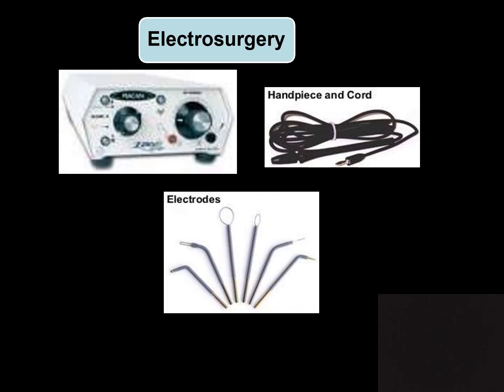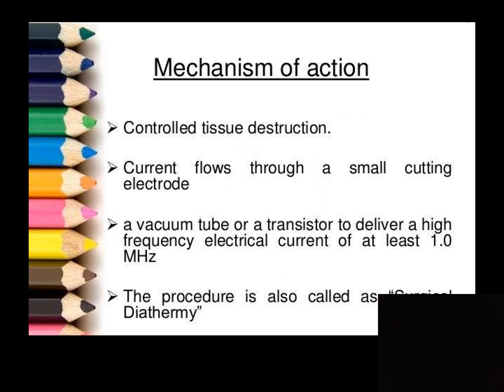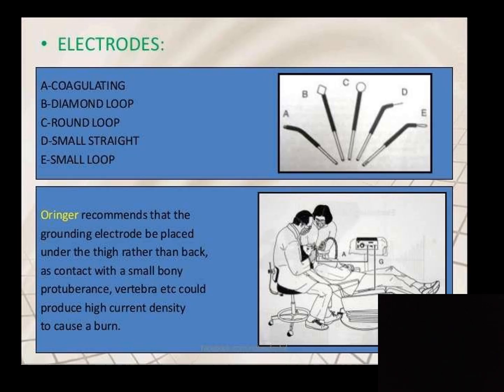Coming to electrosurgery, it consists of a motor control for producing the electrosurgery, a handpiece and cord, and different shapes of electrodes used for performing the electrosurgery for gingival retraction. The mechanism of action involves controlled tissue destruction. Current flows through a small cutting electrode and a vacuum tube or a transistor to deliver a high frequency electric current of at least 1 MHz. The electrodes used are coagulating, diamond loop, round loop, small straight, and small loop.